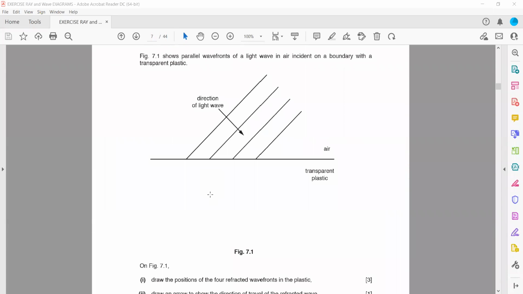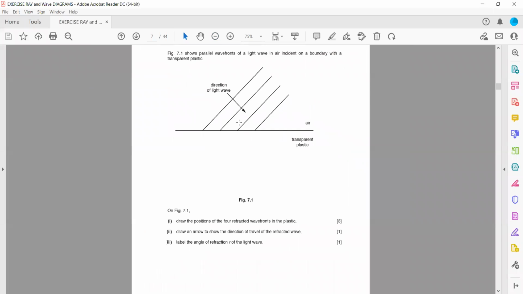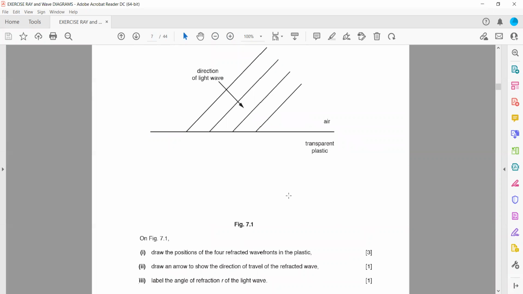In question 7, figure 7.1 shows a parallel wavefront. We have to draw the position of 4 reflected wavefronts, draw an arrow to show the direction, and label the angle of reflection. So how to work this out? This is the direction in which the ray is passing. Now the imaginary line, because in reflection, angle of incidence and angle of reflection are always equal. This imaginary line, perpendicular to the surface, we call the normal. And in a reflection, the angle of incidence will always be equal to the angle of reflection.